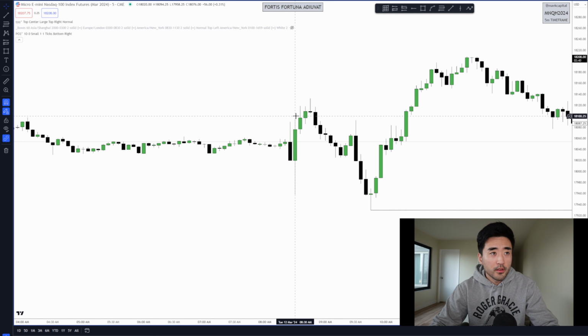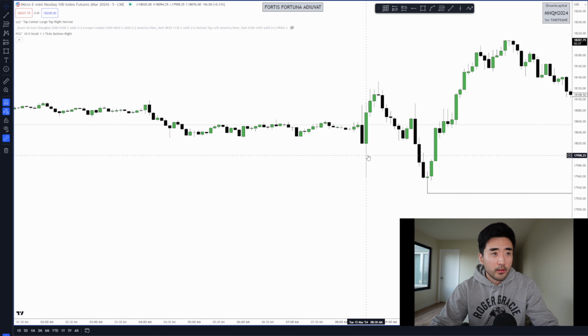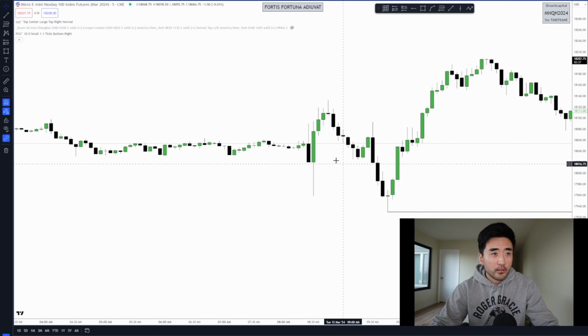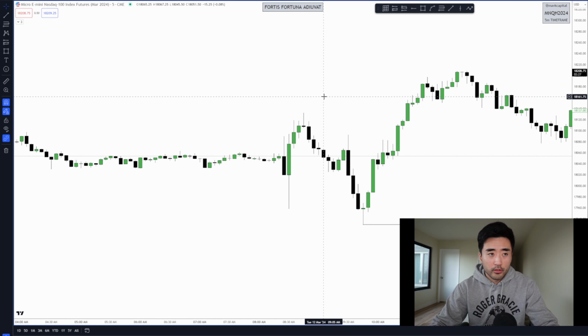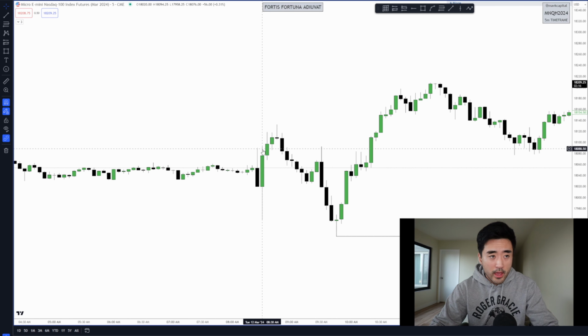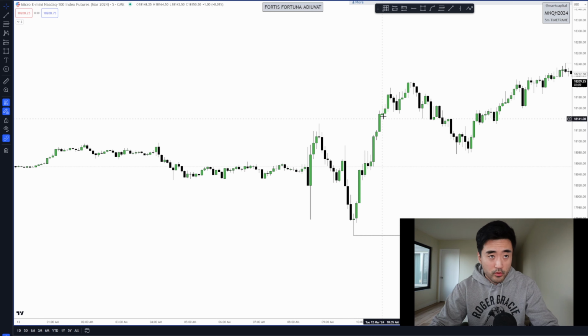This candle right here was CPI. You can see how volatile that candle is. Trading that, if you're experienced enough, sure, go ahead. But the chances of you getting stopped out are probably pretty high if you don't know what you're doing. So I completely avoided that. I waited a few minutes after to try and trade what was the true expansion move, right?